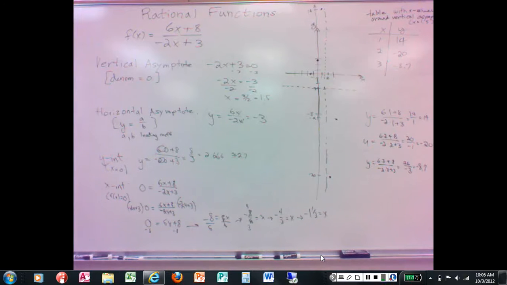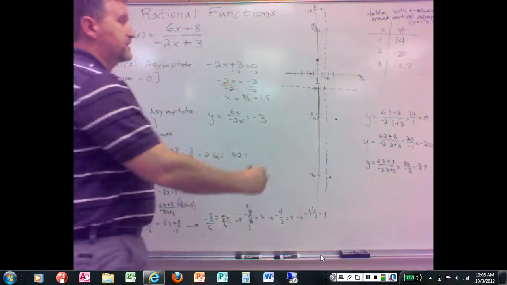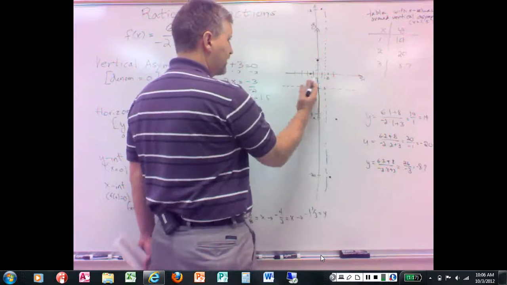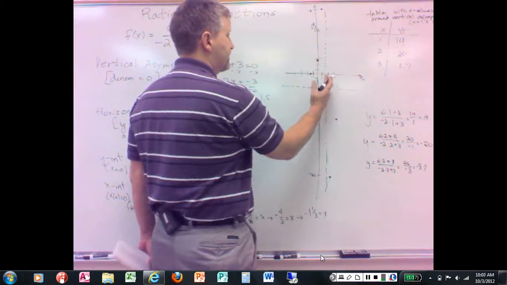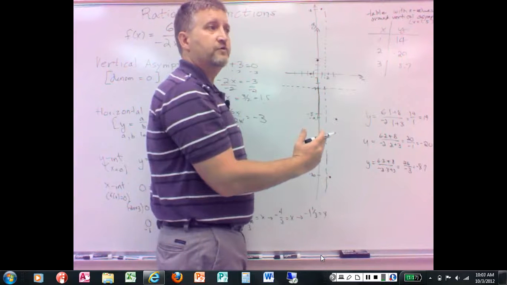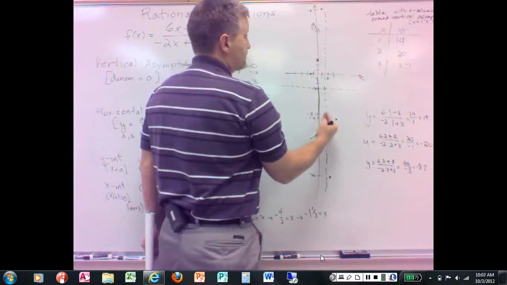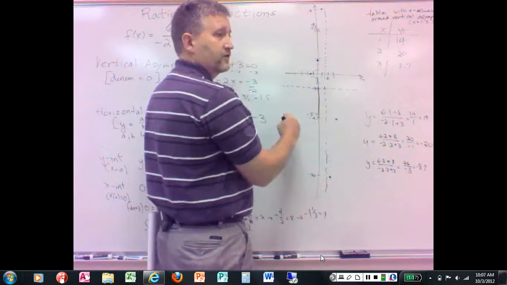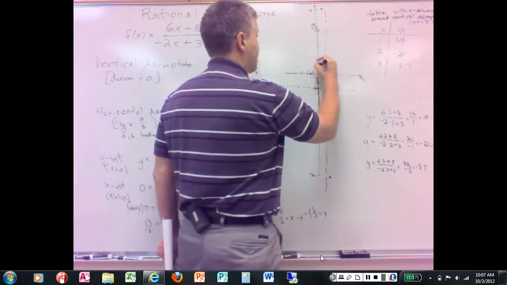So again, that's limited information, but with what we know about vertical asymptotes and horizontal asymptotes, we can get this. All right, so let's connect the dots. We'll do this in two pieces because basically the vertical asymptote divides it into two parts. So let's do the part to the left of the vertical asymptote here. So connect the dots.